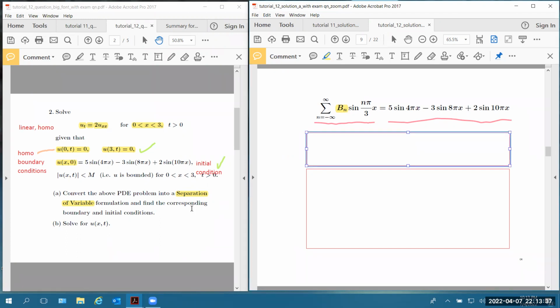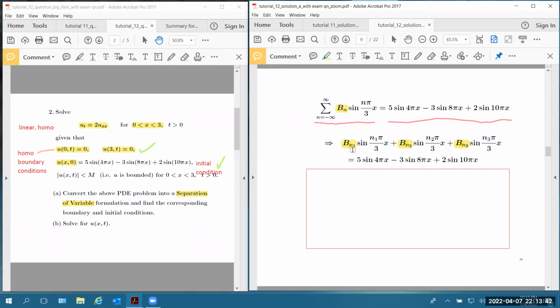All right, so which are the 3 there? I also don't know. So I just call it the n1 term, the n2 term, the n3 term. So that's why here you see that this is n equal to n1, this is n equal to n2, this is n equal to n3. Can you all see? So it is these 3 terms, non-zero Bn's, and it is equal to these 3 terms here. Now even simpler. Now we just compare term by term.